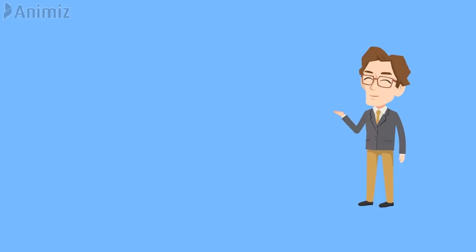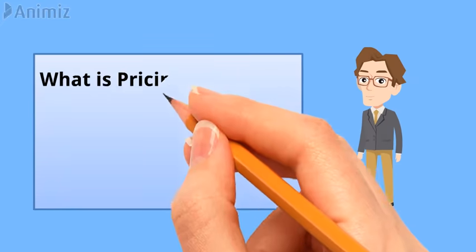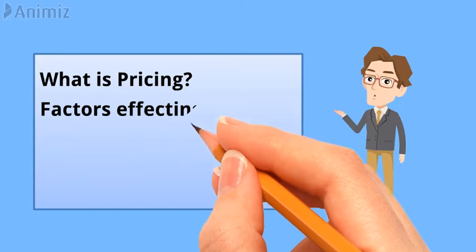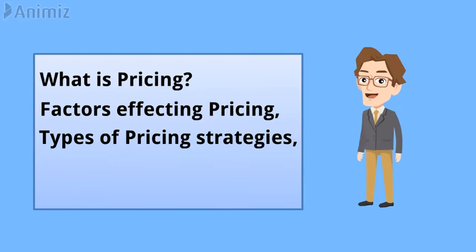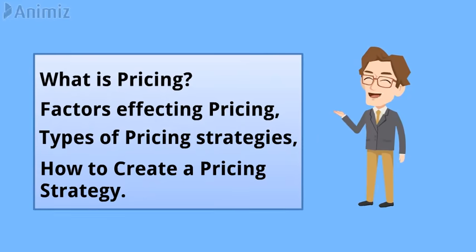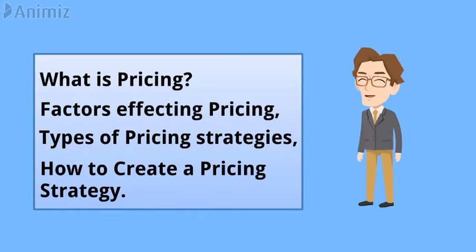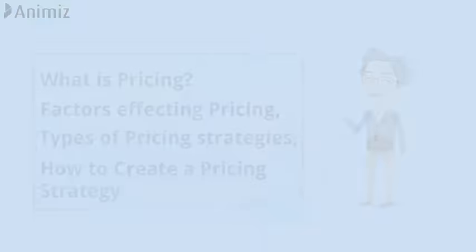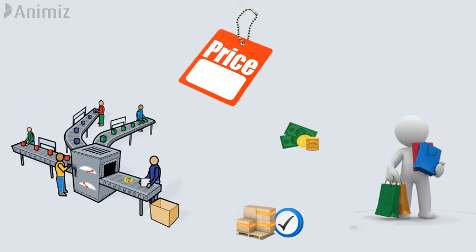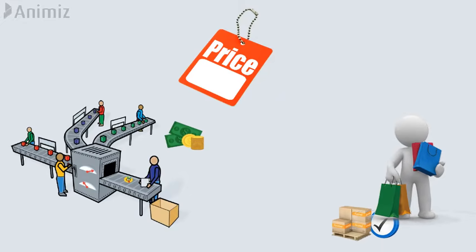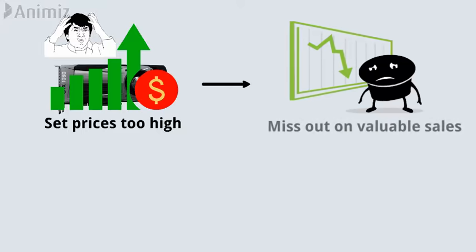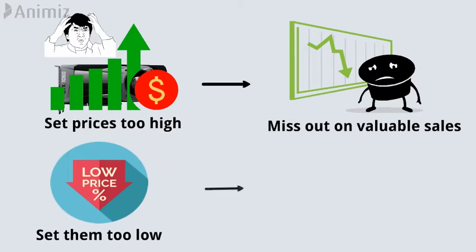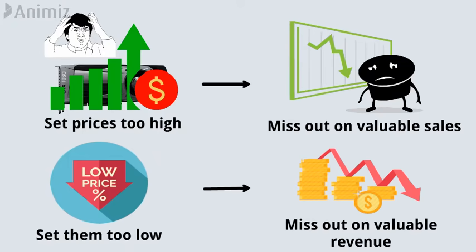In this video, you are going to learn what is pricing, factors affecting price, types of pricing strategies, and how to create a pricing strategy. Let's start the video. Pricing is a process of setting the value that a manufacturer will receive in the exchange of services and goods. If manufacturers set prices too high, they miss out on valuable sales, set them too low, and they miss out on valuable revenue.